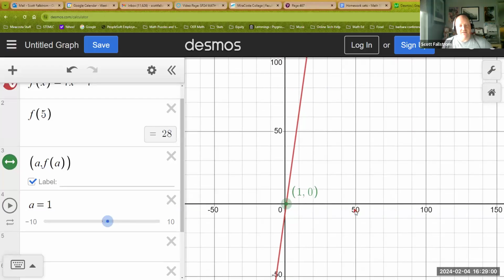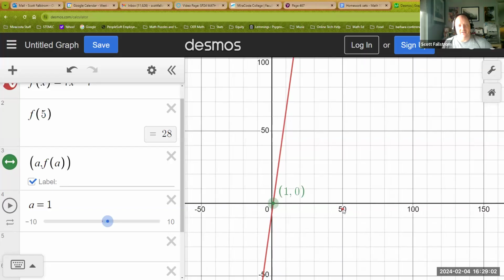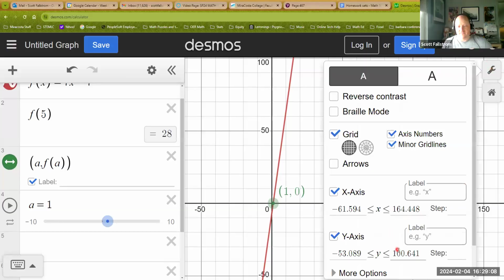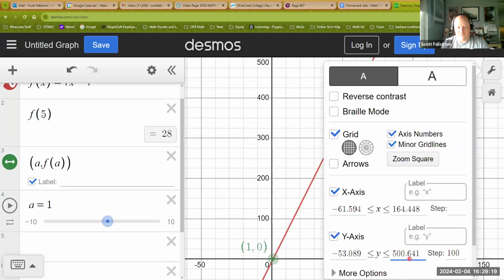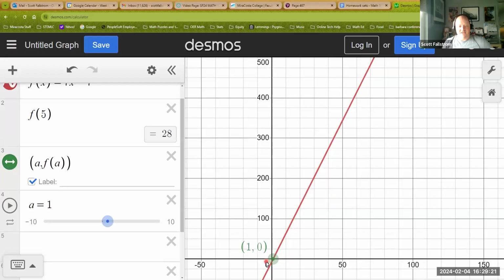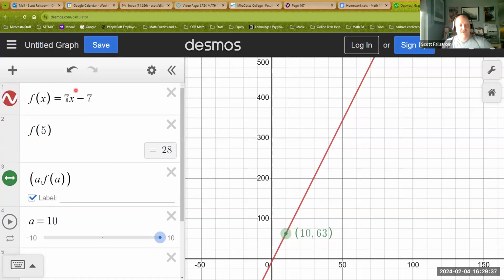And for some students, I think they really like the idea that, oh, I'm in charge of that. And yeah, you can come over here and say, okay, forget the y-axis is not going up quick enough. Maybe I want it to go up by what is that, by tens right now? I want it to go up by hundreds. Okay. And I want this to go up to like 500. So now it doesn't look quite the same because now I'm going up by hundreds on this one, but I'm only going over by tens. But again, it's good for students to see that. And so as you move this point along, you could see that if I go over 10, I'm up 63. And again, that matches with our function.